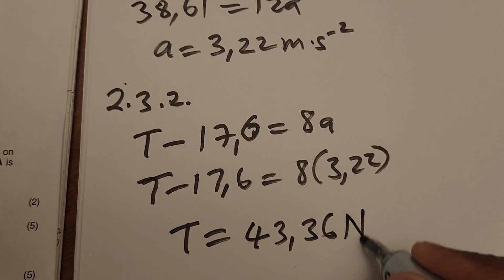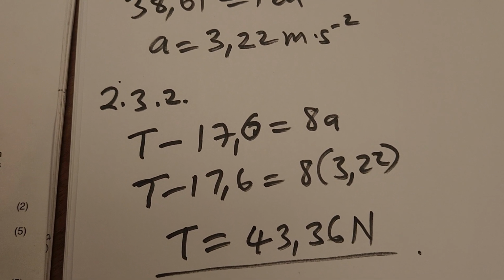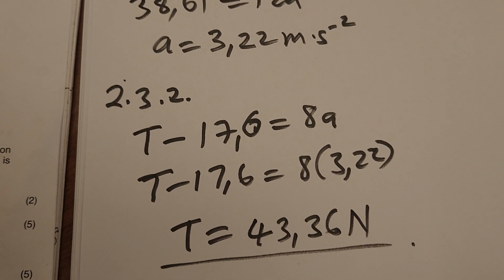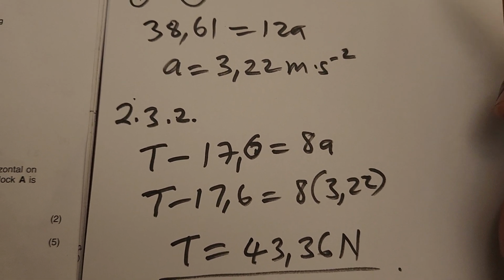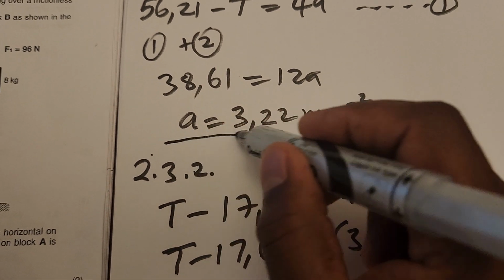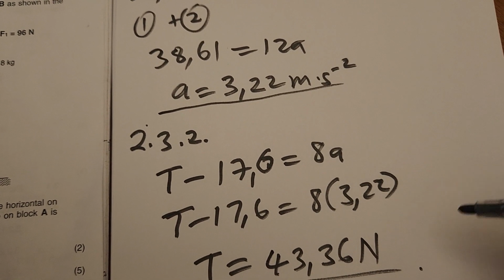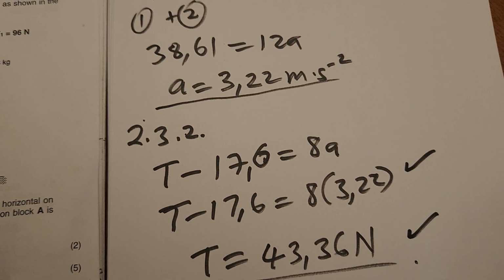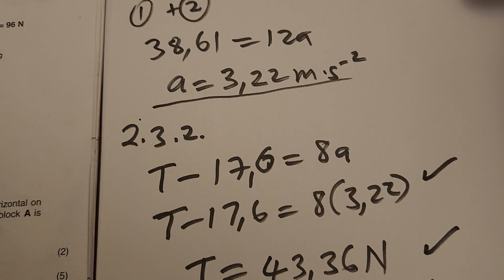43.36. We'll have a range here, so don't worry if you get 43.33, it will be acceptable. So that is how to calculate. Remember, in this case we are using positive marking. Even if these expressions were wrong, or even this acceleration is wrong, if you use this one correctly here, we'll give you the 2 marks: one mark for substitution, 1 mark for the answer.